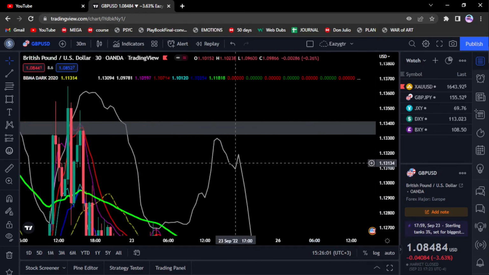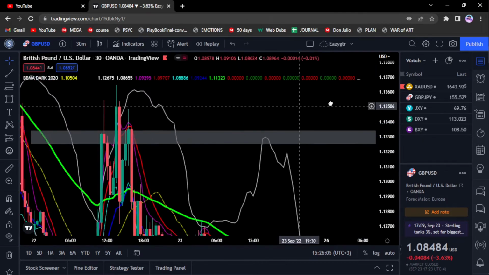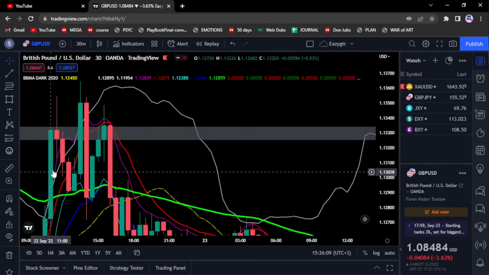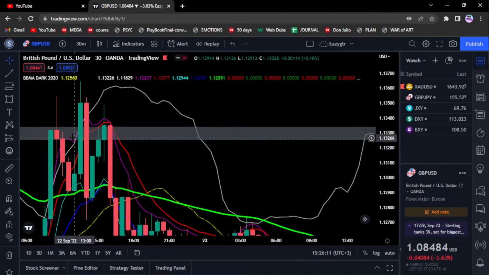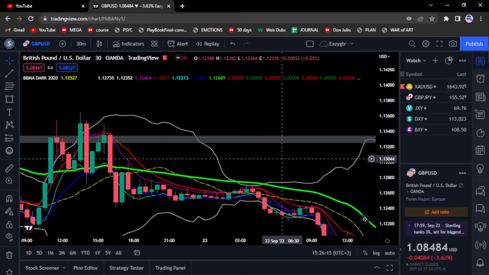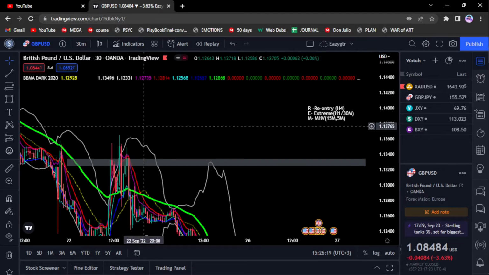And as you can see, we have a beautiful picture-perfect extreme. The MA highs came above the top Bollinger Band. Nice. So the second confluence, we are done. Extreme on the 30 minutes.